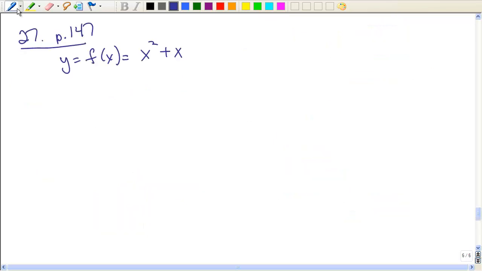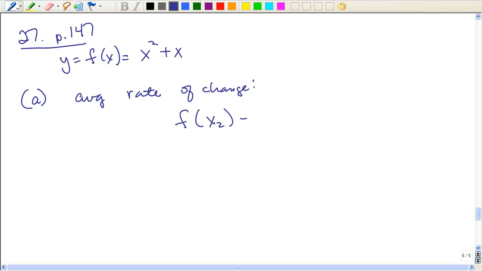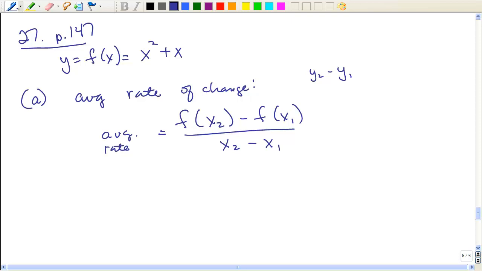Okay, this is number 27 in your book, Part A. It asks you to find the average rate of change. This would be the slope of a secant line, all right? And so the average rate of change really goes back to just the slope of a line. Now remember, that top part is the same as y2 minus y1. So this is the average rate of change. Part A on number 27 says to find that from the interval of x equal to 2 to x equal to 3. So I'm going to call this x2 and that x1.